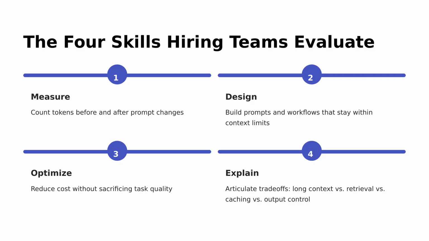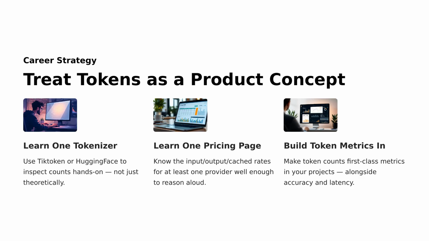Hiring teams usually look for 4 practical skills here. First, can you measure token usage before and after prompt changes? Second, can you design prompts and workflows that stay within context limits? Third, can you optimize for lower cost without hurting quality? And finally, can you clearly explain the trade-offs between using longer context, retrieval, caching, and tighter output control?